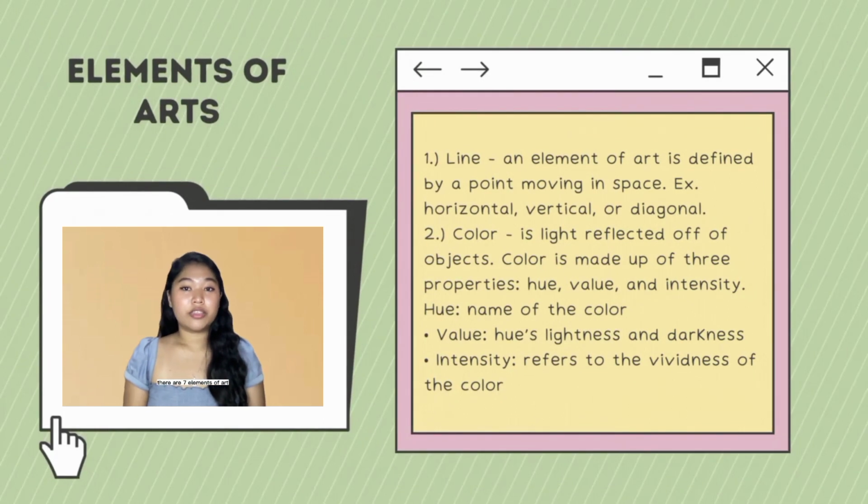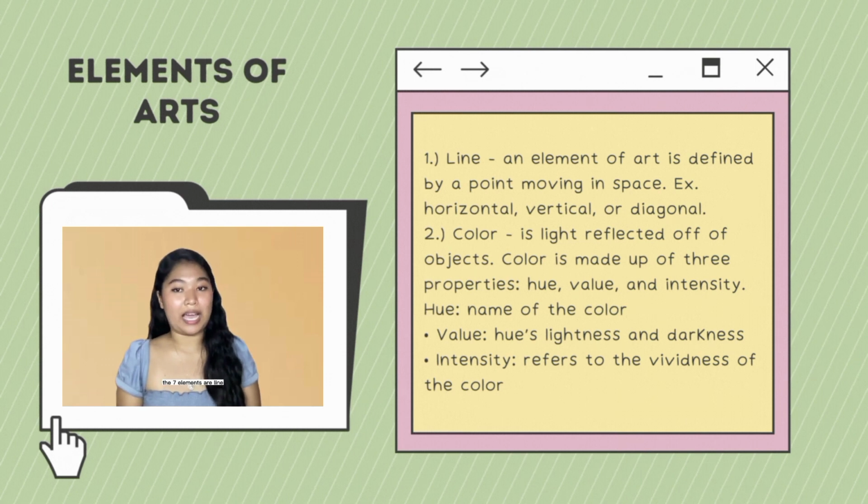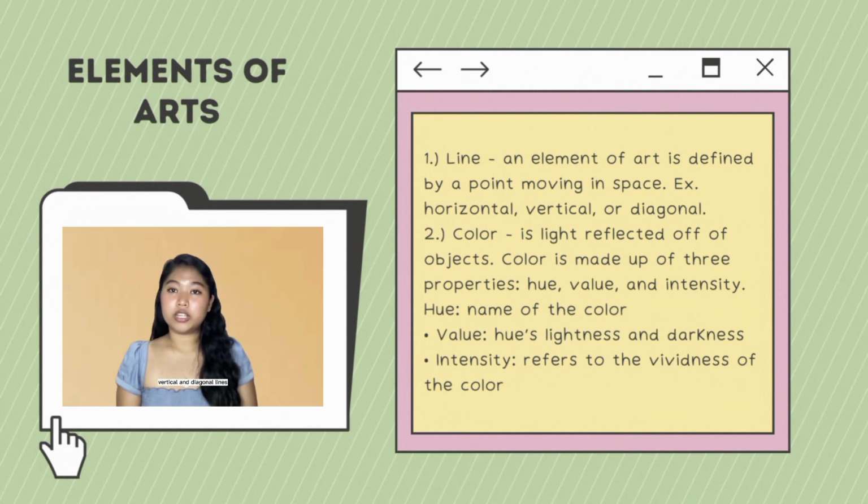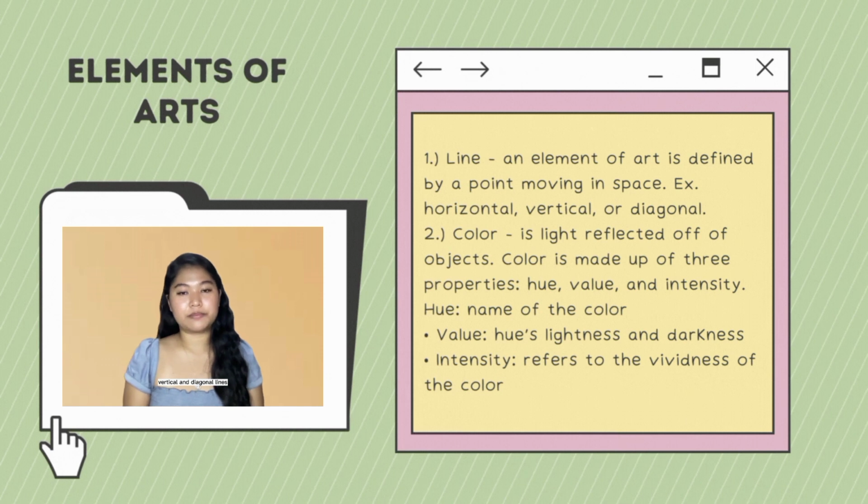Elements of art. There are 7 elements of art that are considered the building blocks of art as a whole. The 7 elements are line, color, value, shape, form, space, and texture. So let's start with the line. Lines are the most basic elements of art. They come in all shapes, sizes, and colors. It is defined as a point moving in space. Examples of these are horizontal, vertical, and diagonal lines.